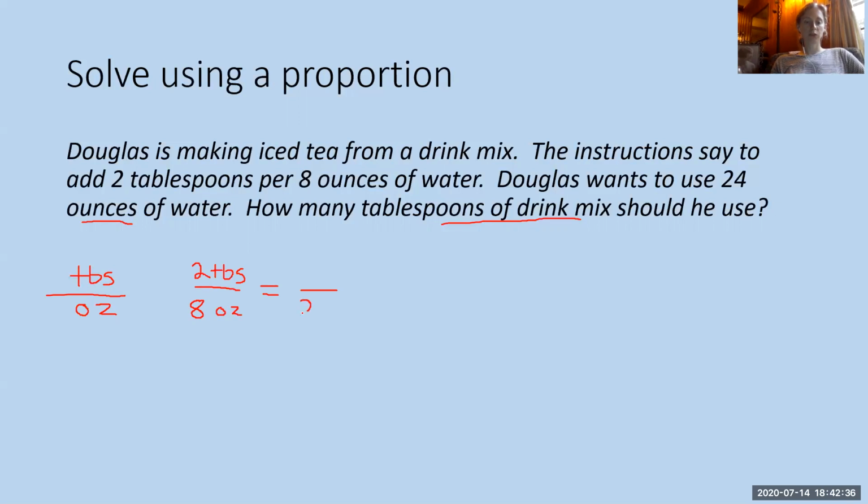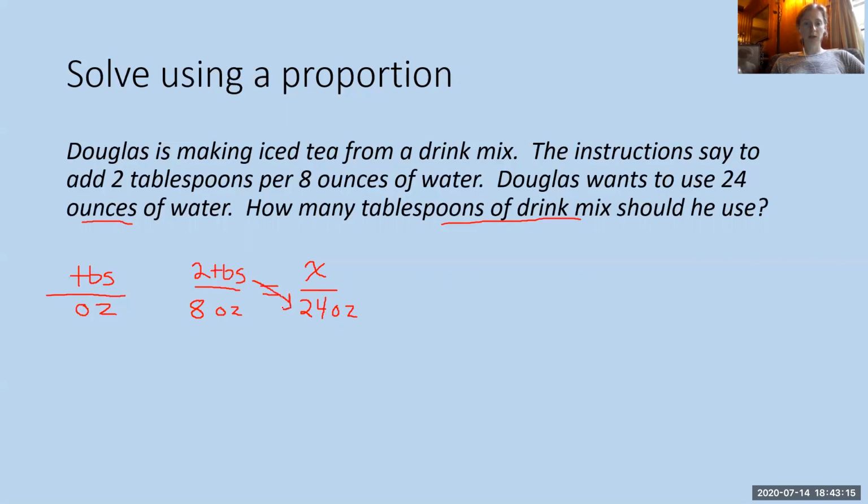And now the other ratio is incomplete. So he wants to use 24 ounces, and he needs to know how many tablespoons that is. So I'm using the letter X to hold that place there. You could use a question mark or a box, whatever you want to use. X is probably most common. It's what you'll see a lot in worksheets and textbooks and in other videos that you might watch. Okay, so we have our proportion set up, and now we can cross multiply and divide to solve for that missing number.